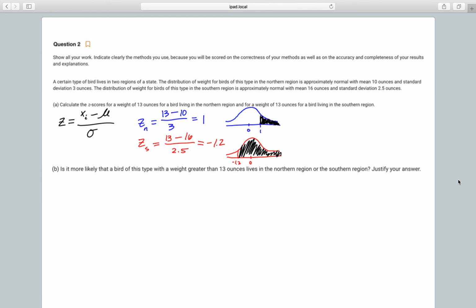So I'll say southern region based on its z-score and the area to the right in its distribution.